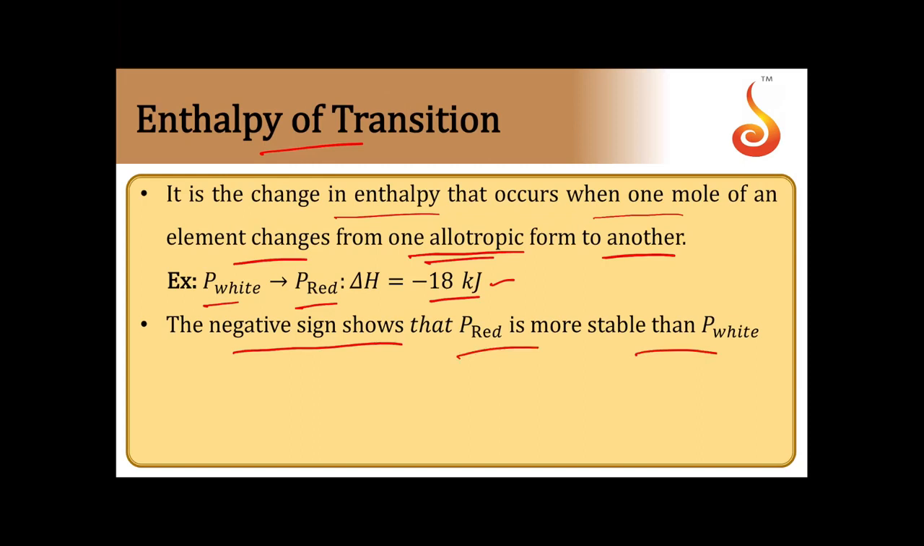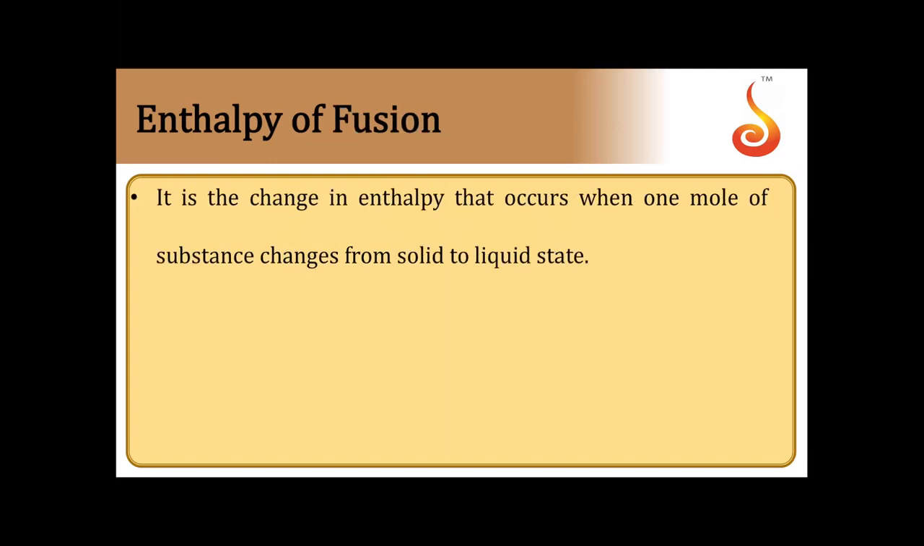Negative sign means it is exothermic in nature. Exothermic in nature means red phosphorus has less energy when compared to white phosphorus. A system having less energy is always more stable. Therefore, we can say red phosphorus is more stable than white phosphorus. This is regarding heat of transition.